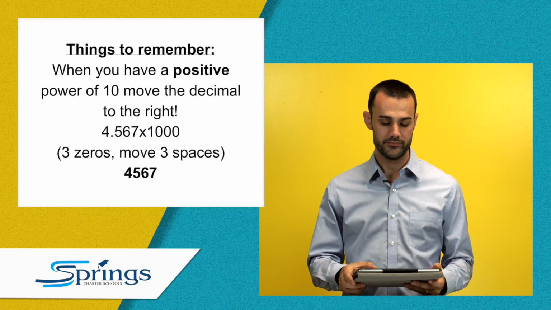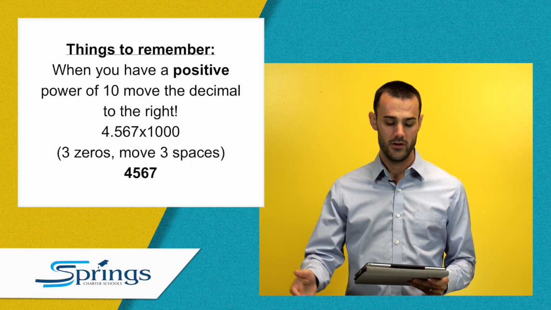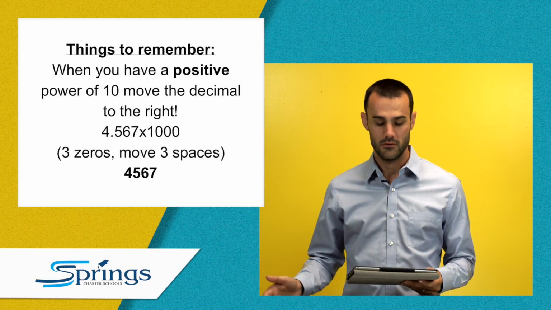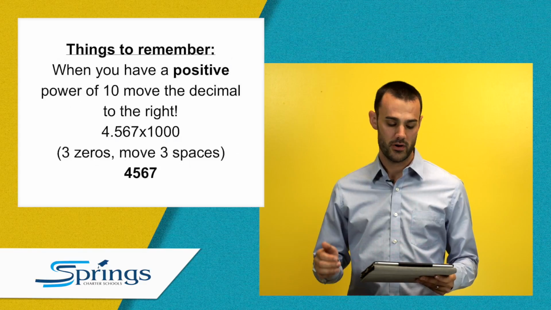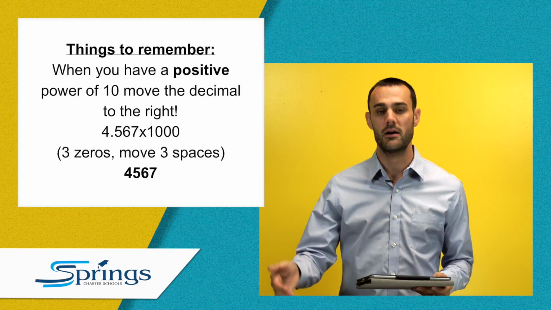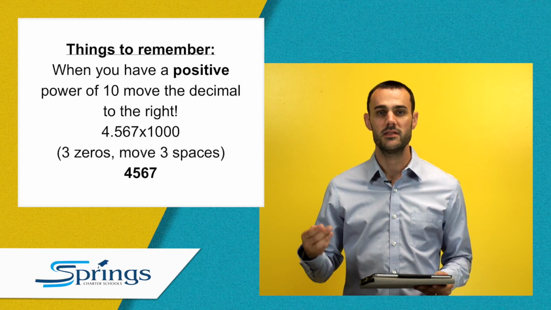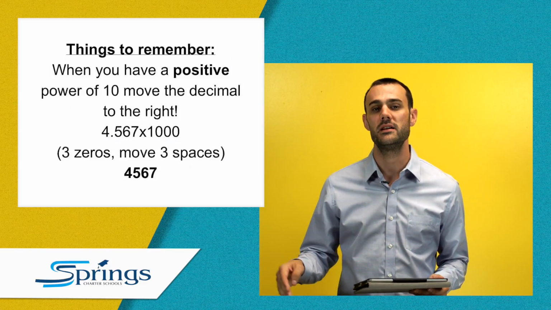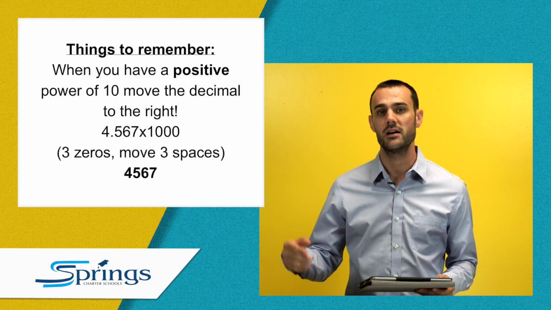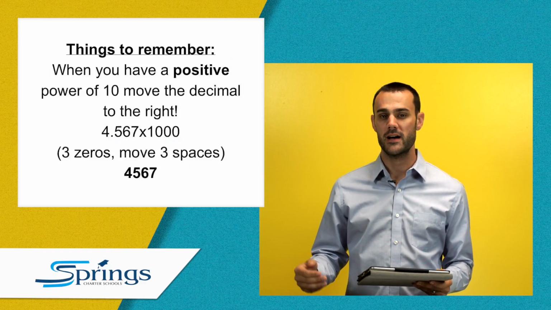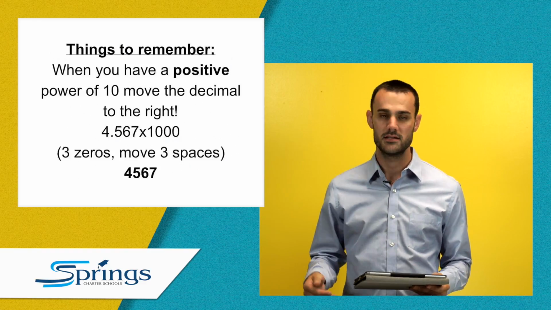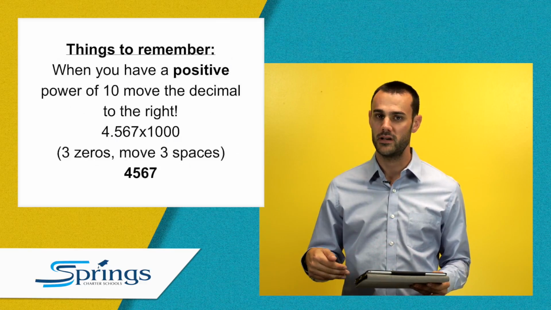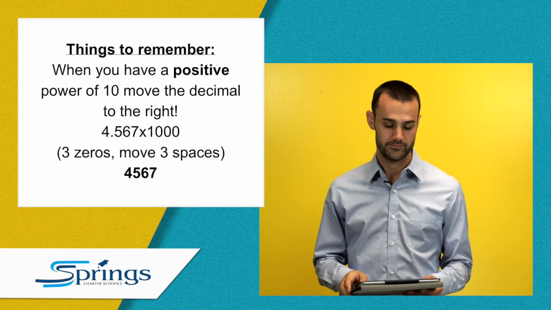Okay, so some things to remember for you. When you have a positive power of 10, we're going to move the decimal place to the right. The example we have here is 4.567 times 1,000. So how many zeros do we have? In this case, it's 3 on the end of that 1,000. So 3 zeros tells me to move 3 spaces to the right because it's a positive power of 10. So 4.567 times 1,000 is going to give me a final answer of 4,567. We move that decimal place 3 spots to the right.